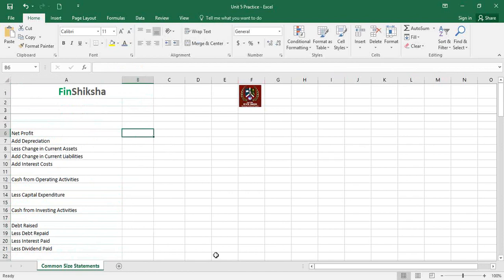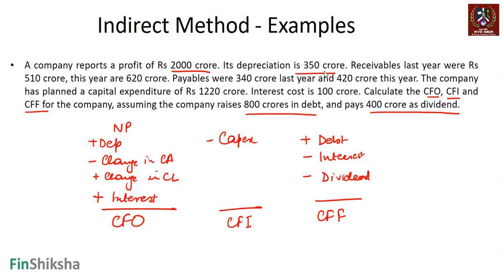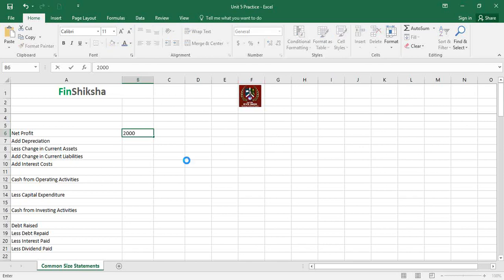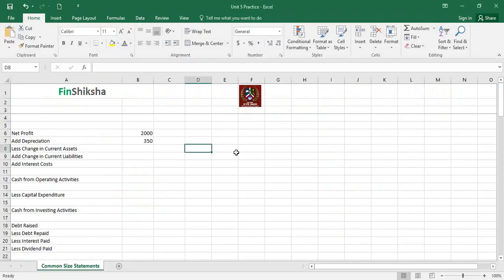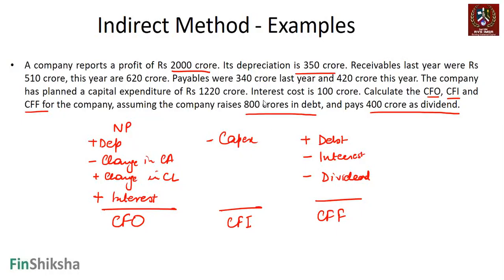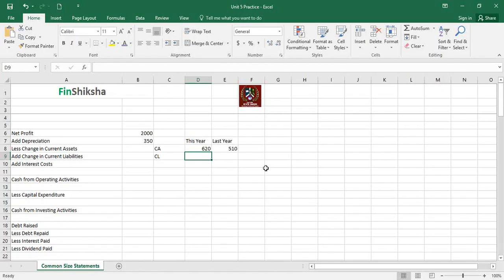What's the net profit number? We started with 2000 crore, depreciation of 350 crores. So we put in 2000 here, depreciation is 350, correct? Change in current assets. What are the current assets? Receivables last year were 510, this year are 620. So 620 is this year, and this is, remember, current assets, and last year was 510. And similarly, current liabilities, payables were 340 last year and 420 this year. So 420 this year, 340 last year.